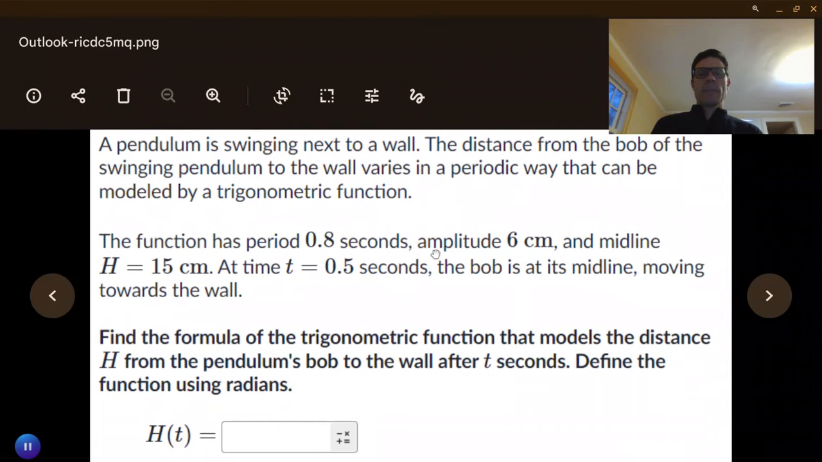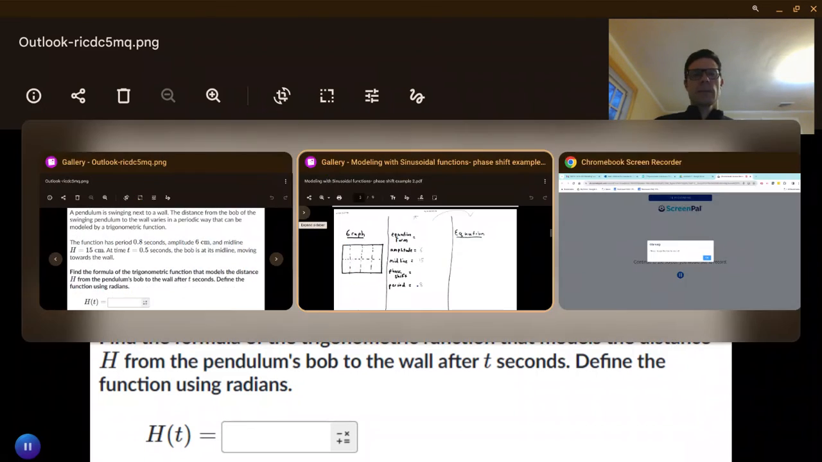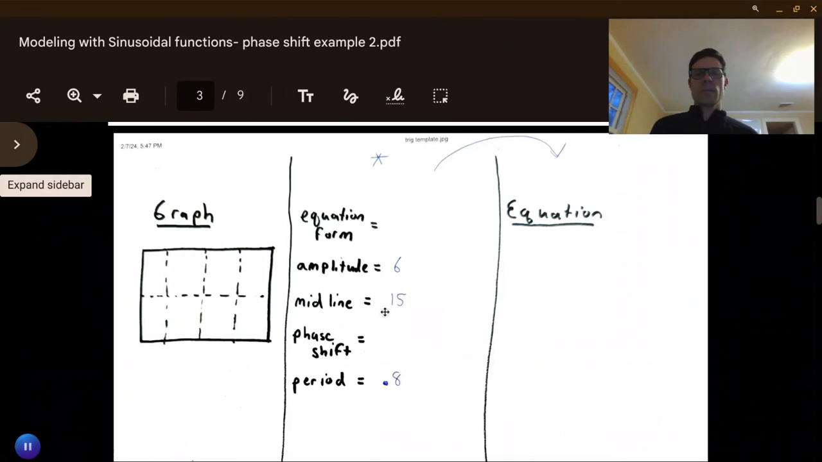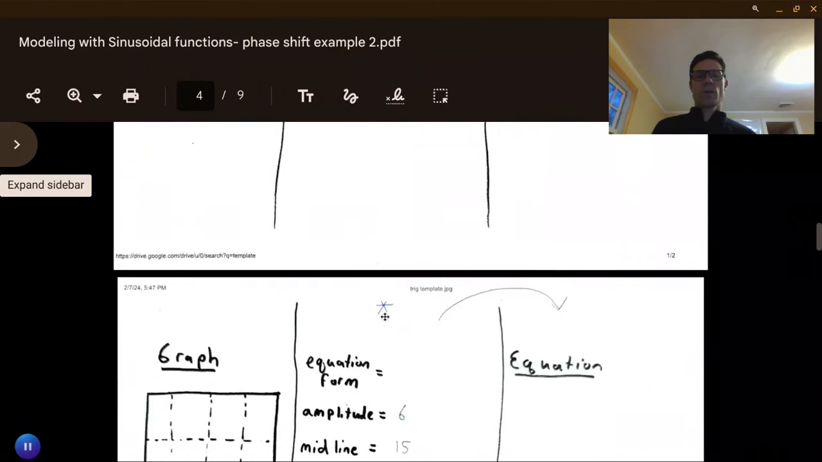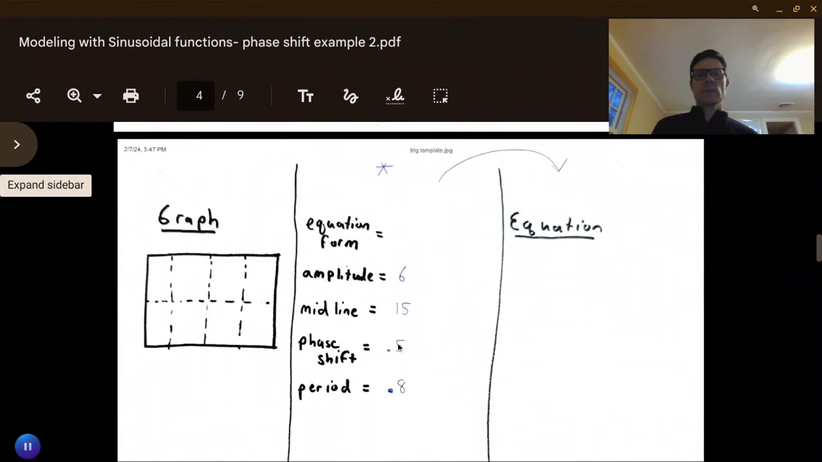And at time t equals 0.5 seconds, the bob's at its midline, right? So for us, this is going to be where we start our single version of the sine function, okay? So this will really be our phase shift. It's shifted over 0.5 seconds from a t of 0. So it's not on the y-axis. So I'm going to make the phase shift 0.5, okay?